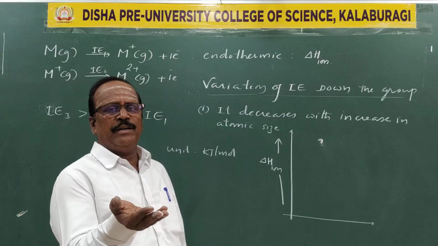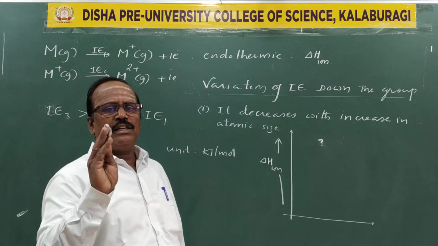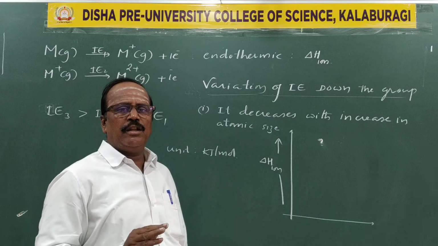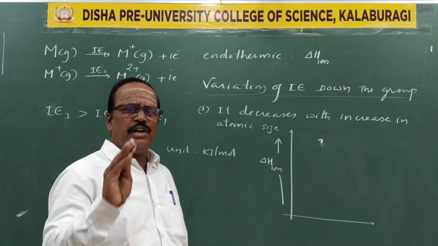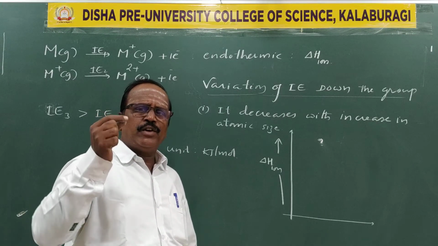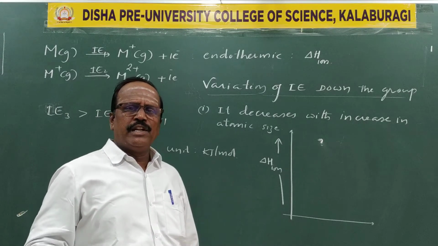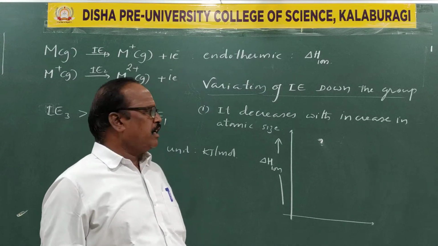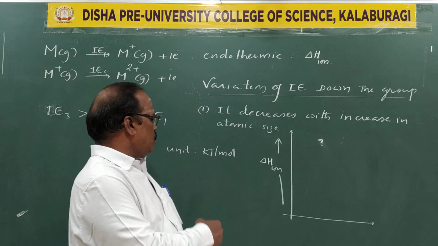Always we speak in terms of bulk quantities, not a single electron or single proton, because they are very, very minute, very, very microscopic. It is very difficult to isolate. Hence we take this term. Hence the unit is kilojoule per mole.